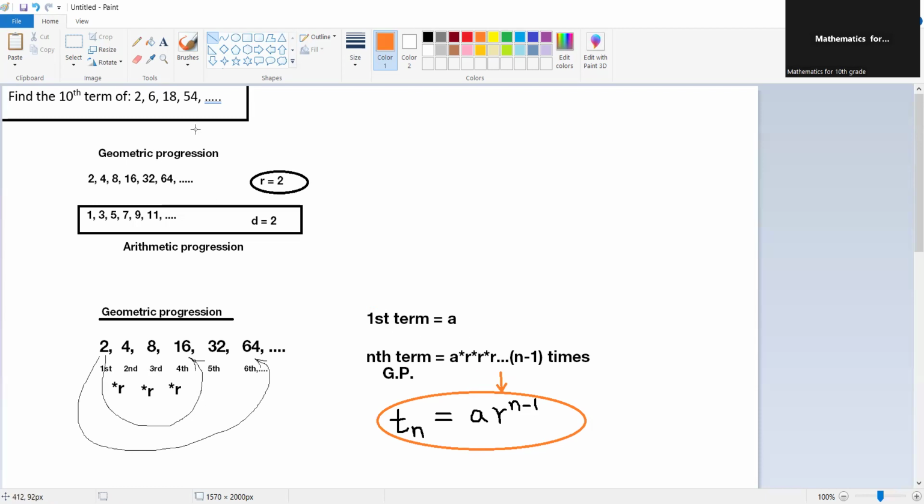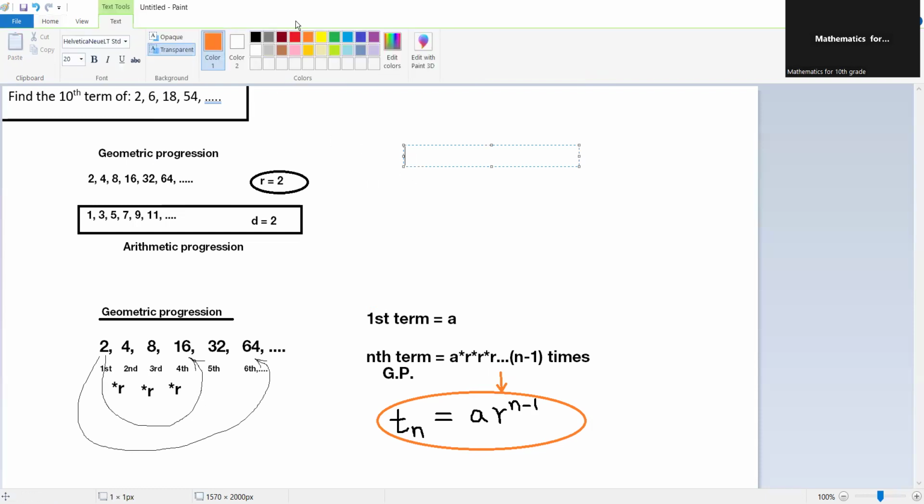So let's see in this example, the question written on the top left corner of the screen, what is a? So I'll change the font to black. So a here is 2. And what is the common ratio between two consecutive terms? R is 3, because I'm multiplying by 3 to get the next number in the geometric progression. So 2 multiplied by 3, we get 6. 6 multiplied by 3, we get 18. 18 multiplied by 3, we get 54.